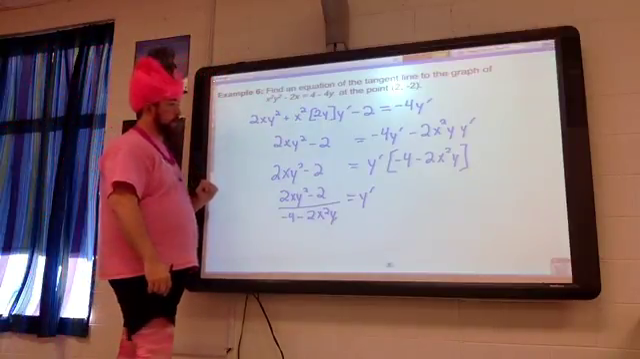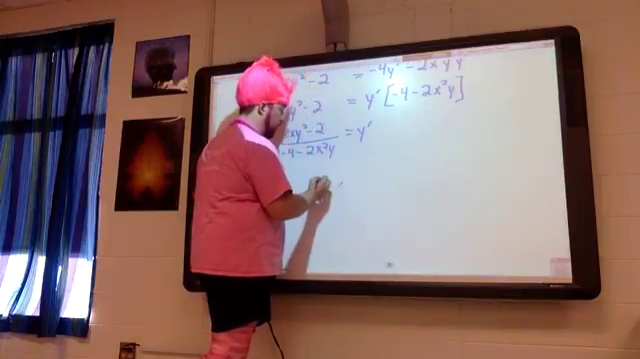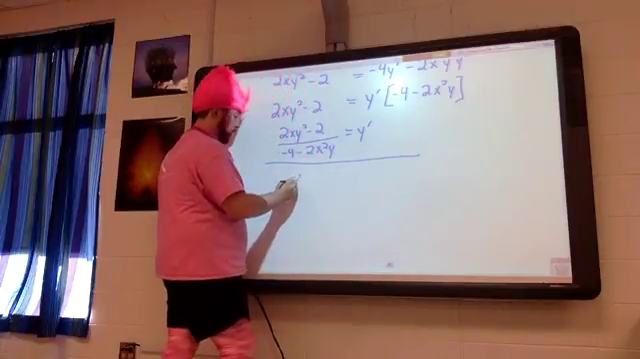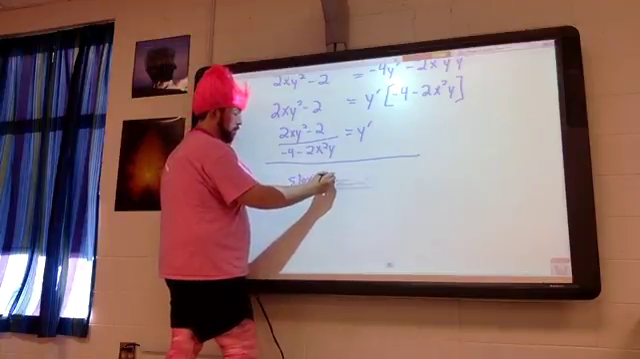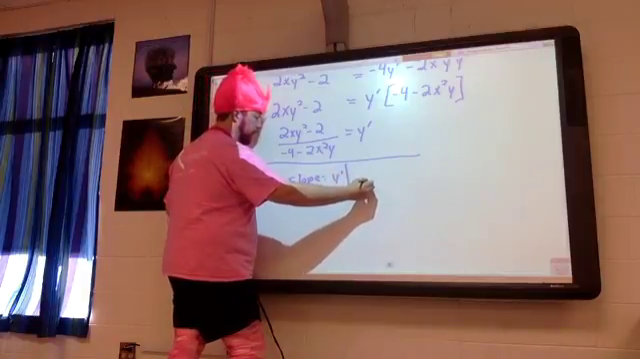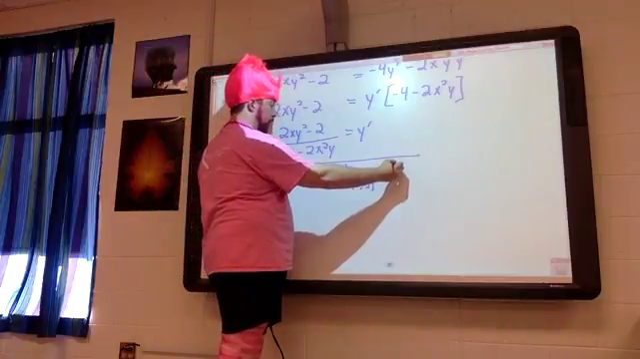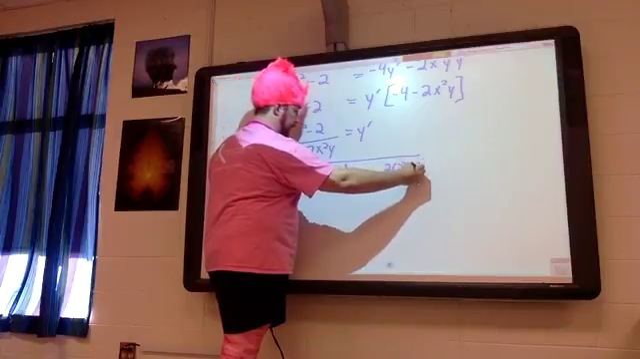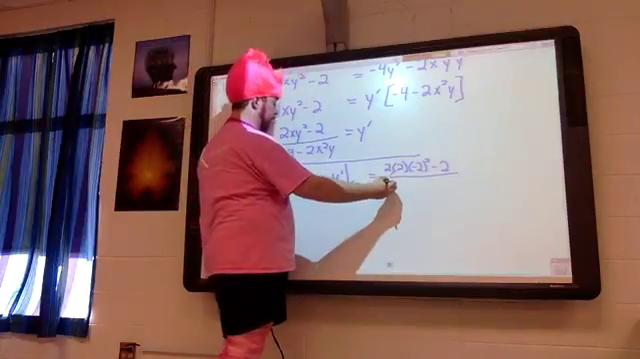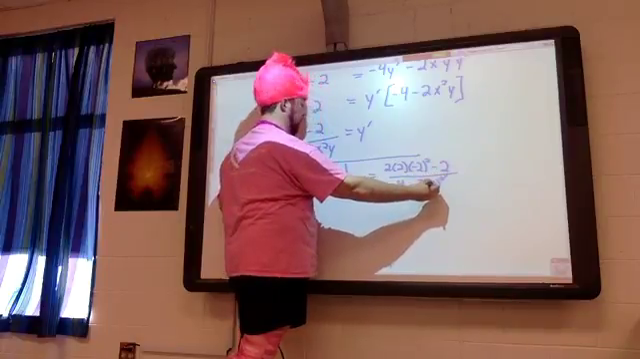All right, once we have that, we find the slope at the point 2, negative 2. So slope is the y prime evaluated at the point 2, negative 2. Be careful here, so we got 2 times 2 times negative 2 squared, lots of 2's, minus 2, all over negative 4 minus 2 times 2 squared times negative 2.